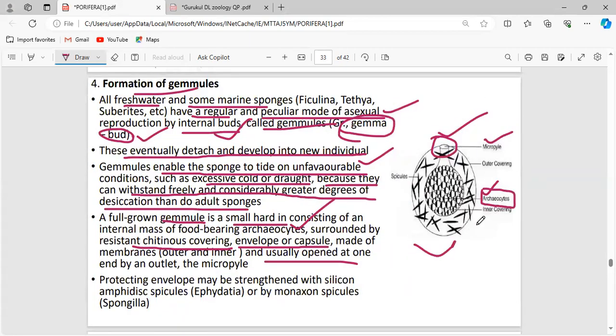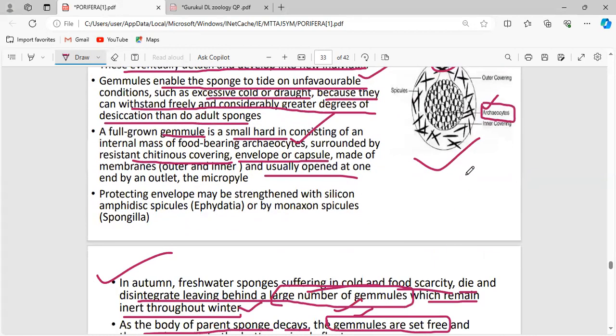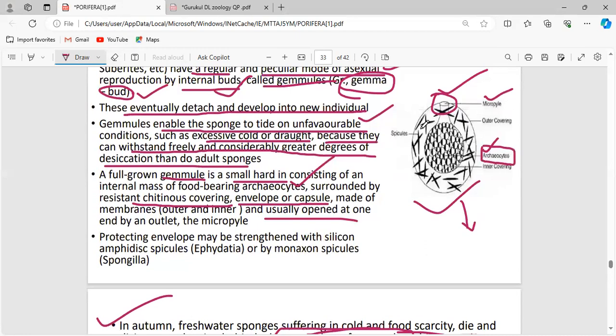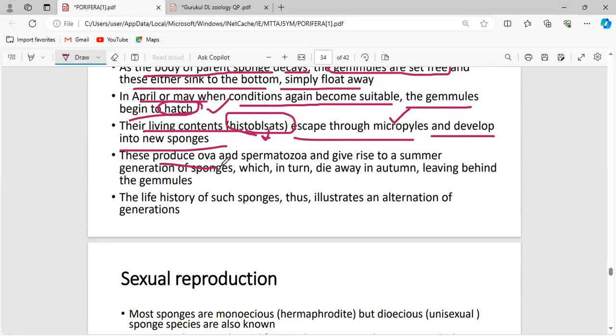During adverse conditions, it forms the gemmule-like structure, which contains a lot of internal buds. After that, when favorable conditions occur, the parent will disintegrate and all the internal buds will give rise to individual sponges. These produce ova or spermatozoa, which give rise to a summer generation of these sponges, which in turn die away in autumn, leaving behind the gemmules. The life history of such sponges thus illustrates an alternation of generations.